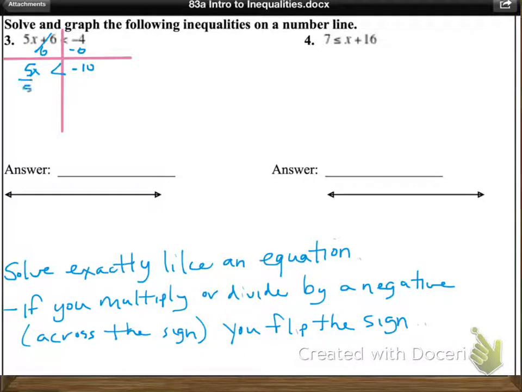And then I'm going to divide both sides by 5. Now notice, I'm dividing by a positive number, so our little second caveat does not apply here. So then I'm going to end up with x is less than -2. Okay? Put that on my answer line.